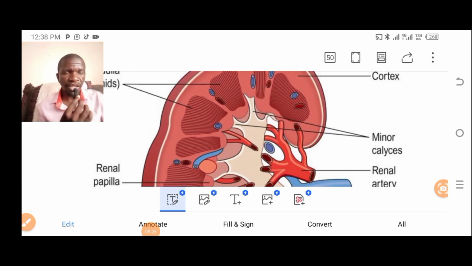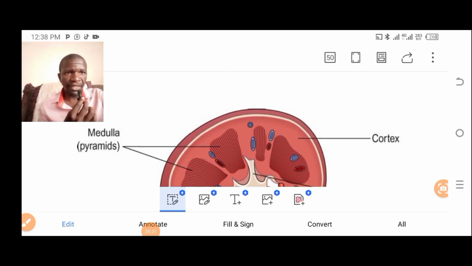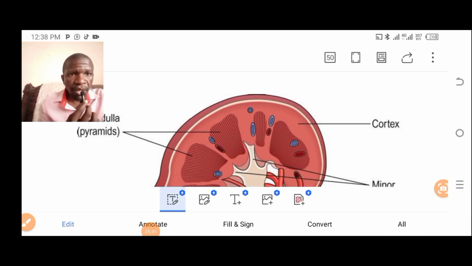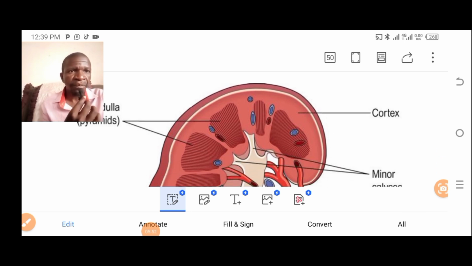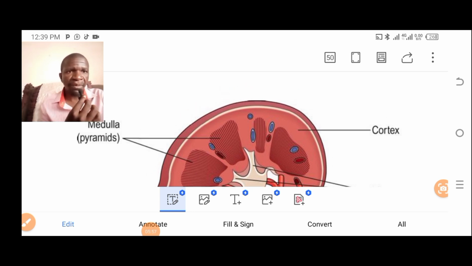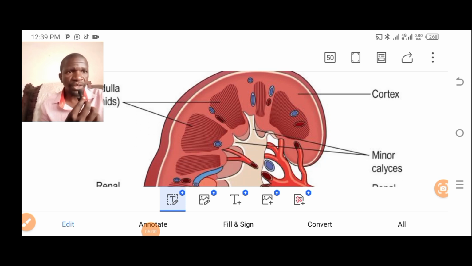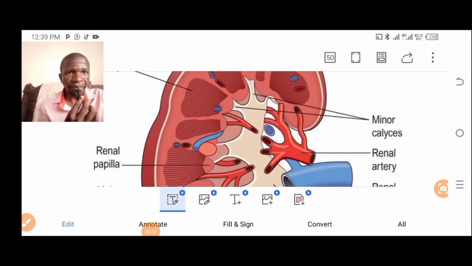So this is a section of the kidney. If it is bisected, right, how it looks inside. So this is our kidney. A kidney has got these structures. The longitudinal section of a kidney, it has got the medulla. So you can see the medulla, those structures that are dark reddish in color. Those are the medulla, right, or the pyramids. Then we've got the cortex. So you find that the medulla or the pyramids are right inside the cortex. We call it the renal cortex.